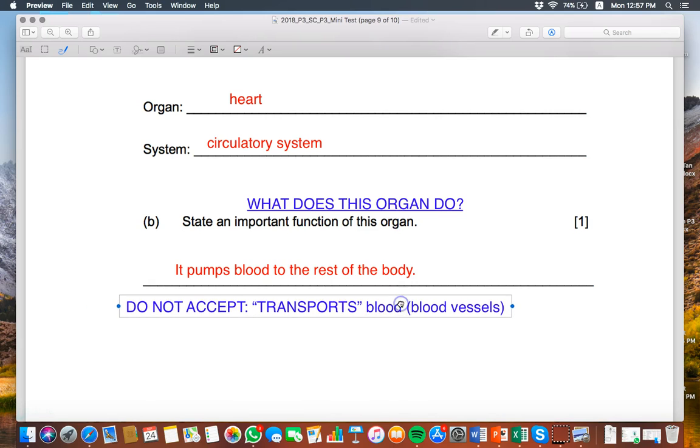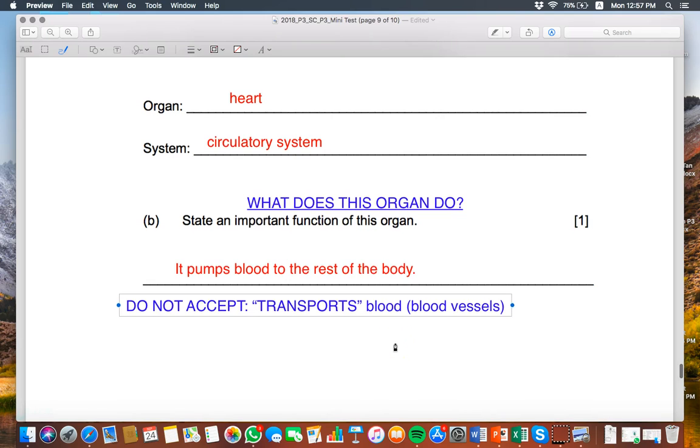The heart pumps the blood. That means there is a certain force, alright? In and out, pushing in, pushing out. That kind of force pumps the blood. But blood vessels do not pump blood. They just transport the blood around our body. So I do not accept "transport blood." Please write this down. Please pause if you need to.